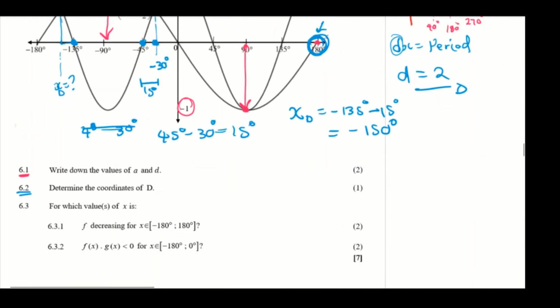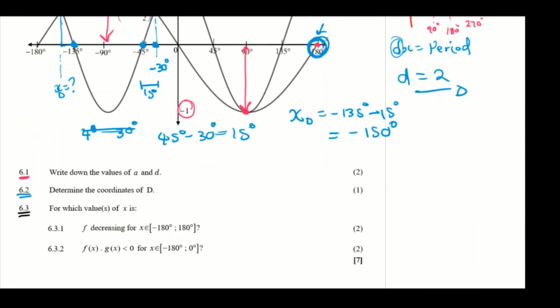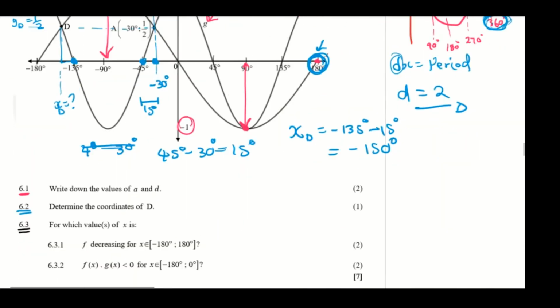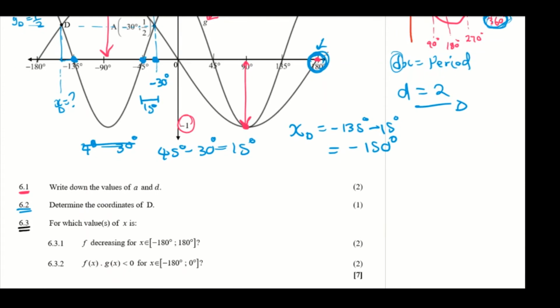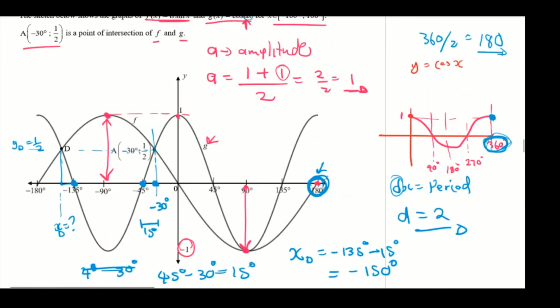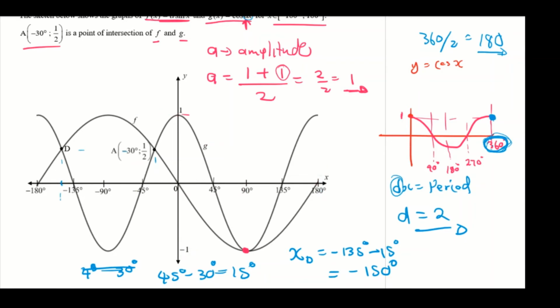So now we're going to go for 6.3. 6.3 says determine the values of x for which 6.3.1, the graph of f decreases in the period of minus 180 to 180 degrees. So we're going to look at the graph of f. So let me clear this up. If you take a look at the graph of f, which is this one here, right?